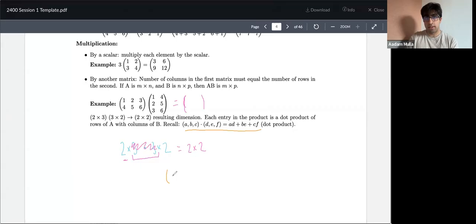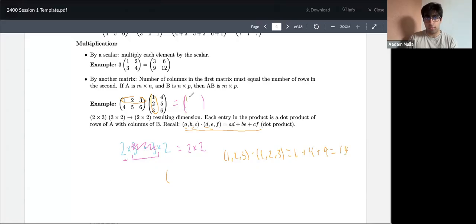If you have the dot product of, let's say, A, B, C dotted with D, E, F, you do the first entry times the first entry, plus the second entry times the second entry, plus the third times the third. So let's do the example out here. We're going to do each row dotted with each column. So we do the first row dotted with the first column. 1, 2, 3 dotted with 1, 2, 3 is 1 times 1 is 1, plus 2 times 2 is 4, plus 3 times 3 is 9. So we get 14.